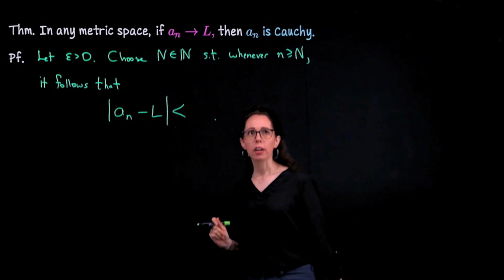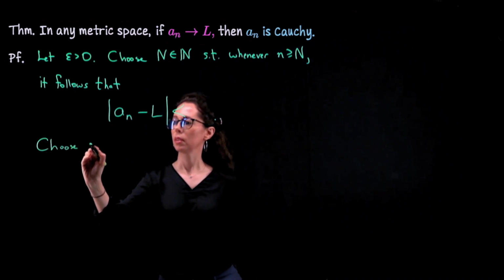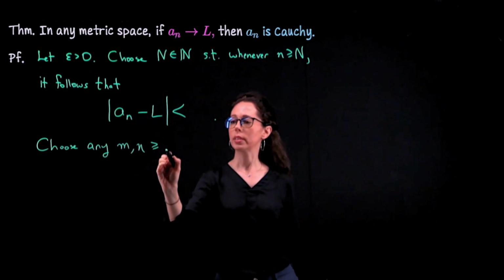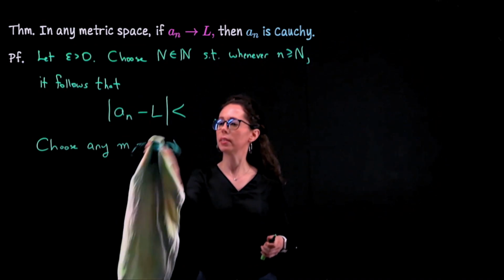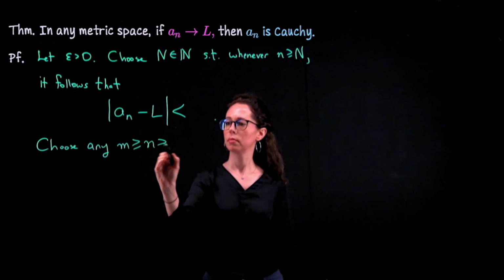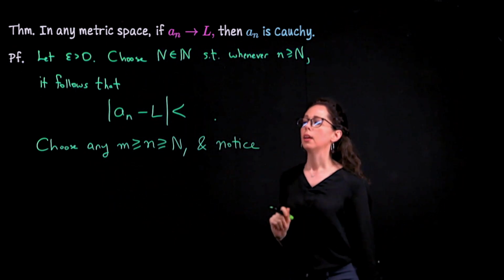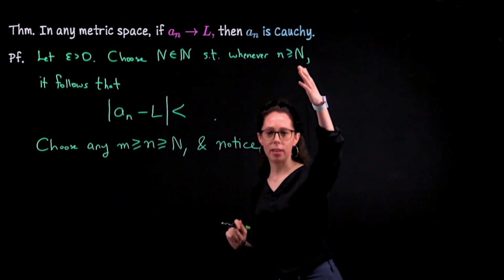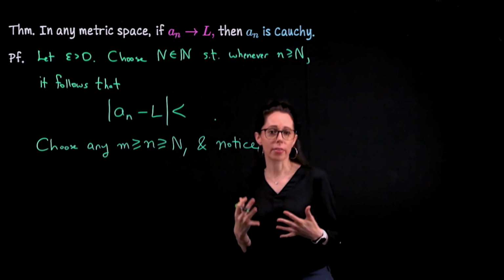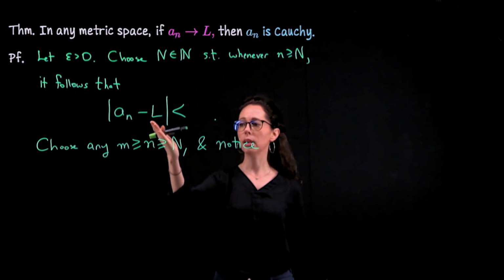Let's consider any pair of indices beyond this very same threshold capital N. Choose any M and N. I'll just say pair of indices greater than or equal to N. Maybe I'll make it clear that M is also greater than or equal to N. And notice, for this threshold that we've already identified, because we were given a convergent sequence, I'm now going to take two terms beyond that threshold and see how far apart they are relative to each other. So we want to pass from this kind of statement, measuring sequence terms off the limit, to measuring them off each other.